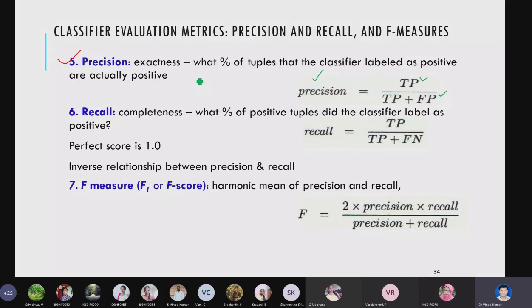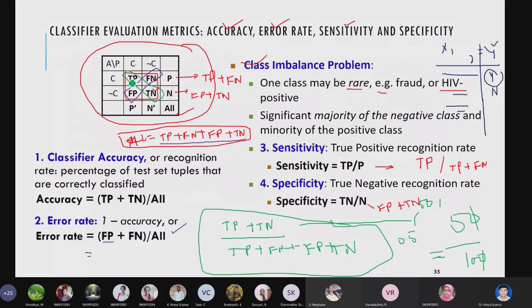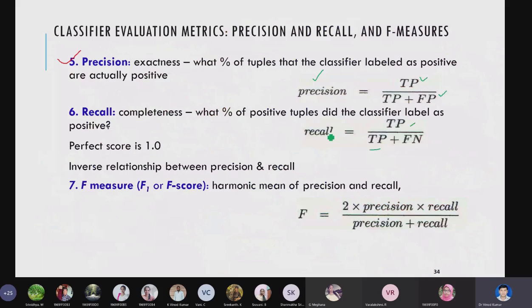And the next method is recall. Precision and recall are very important. Accuracy, precision, recall and F measure are the frequently used metrics for classification evaluations. Recall tells what percentage of positive tuples the classifier labeled as positive. So how is recall calculated? TP divided by TP plus FN. TP means true positive, plus FN, false negative. Like this we can calculate the recall.